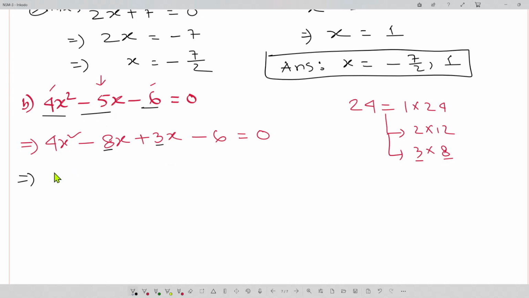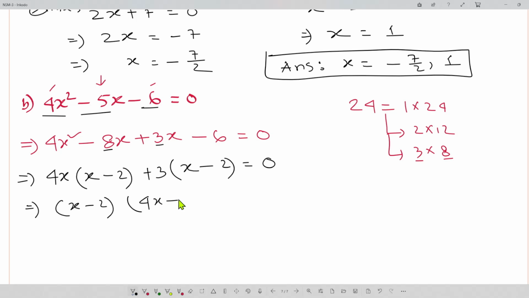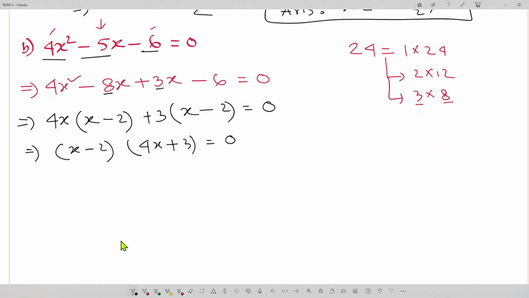Okay, now we can take common 4x, so here is x − 2. Again we can take common +3, so here is x − 2 = 0. Now we can take common x − 2, so here is 4x + 3 = 0. So now we can write either x − 2 = 0. It means once we add 2 to both sides we will get x = 2.